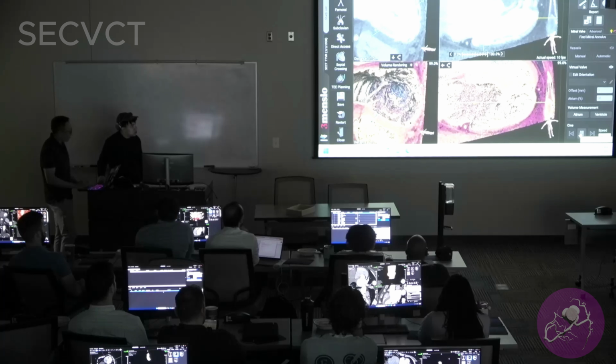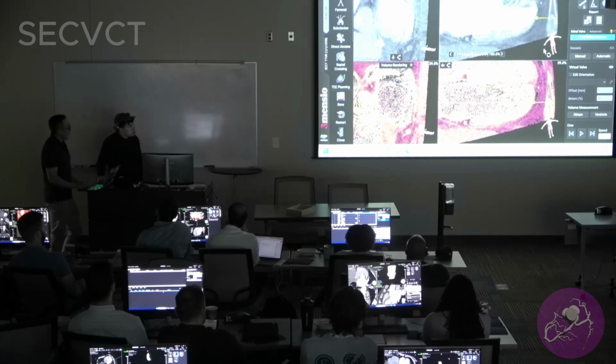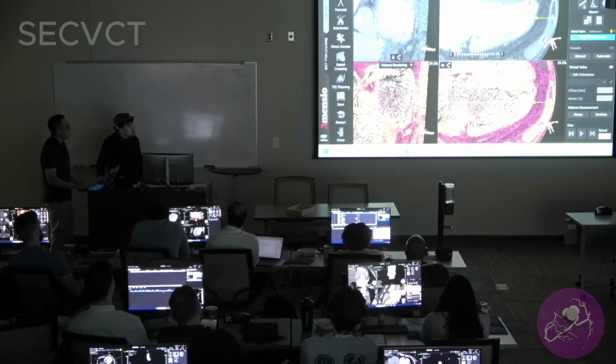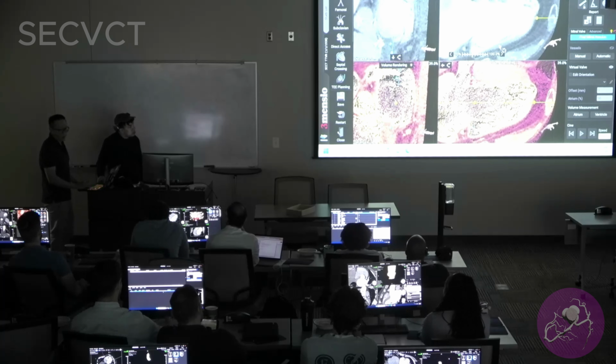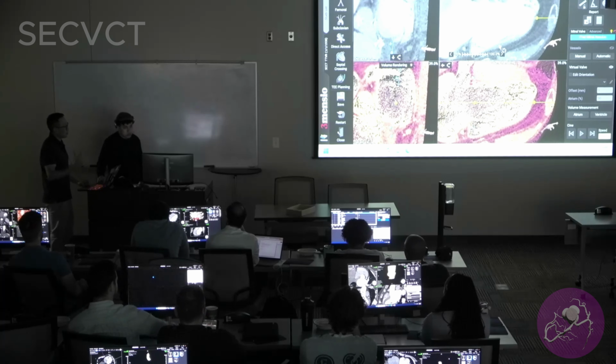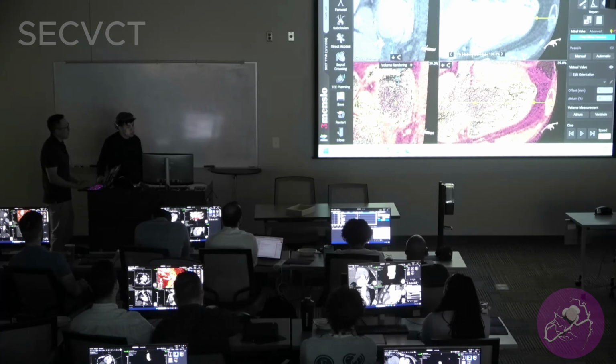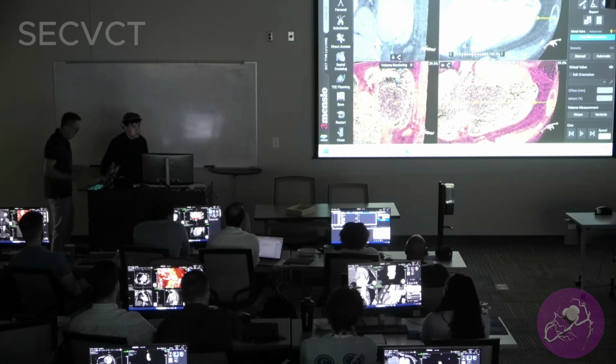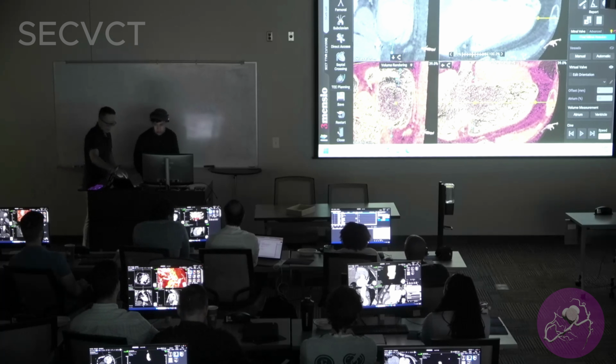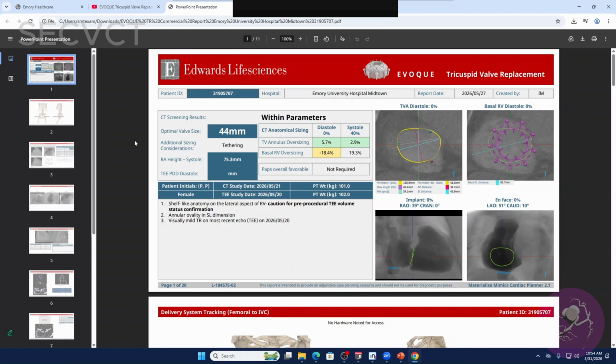Our job on the imaging side is to figure out whether or not we can put a valve in this person. Again, in the tricuspid world, prior to about a year and a half ago, we had no commercially available ways of doing a tricuspid valve replacement from a percutaneous technique. But then about a year and a half ago, a device was approved, and I'll show you here, called the Evoke TTVR.